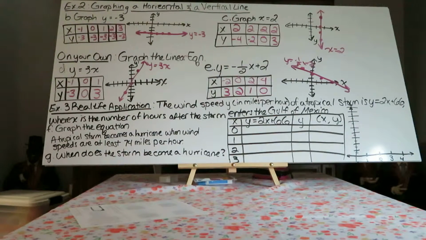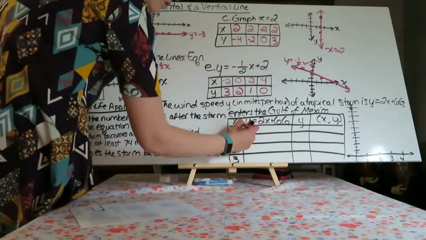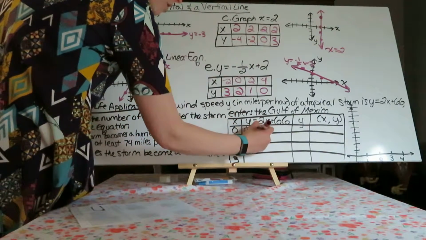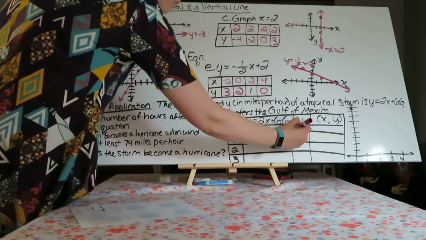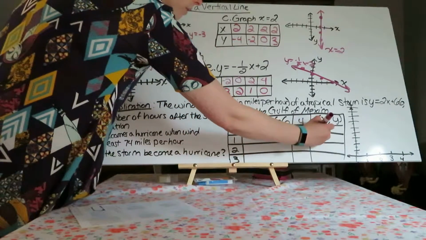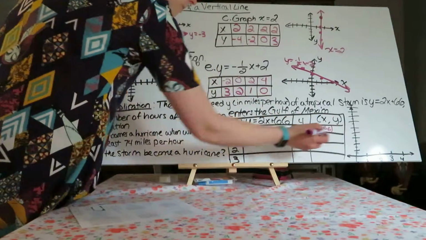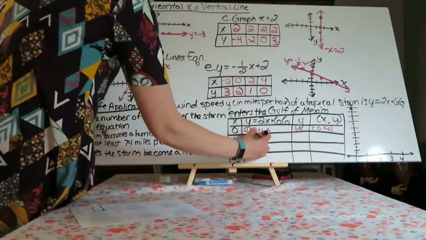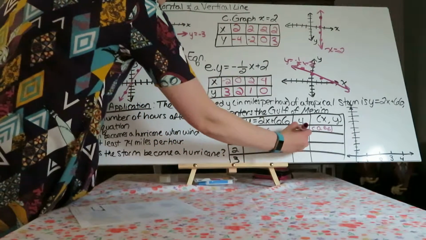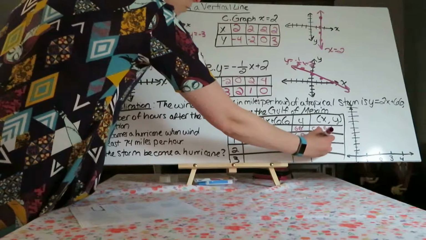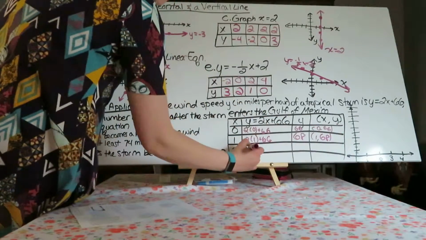So I chose the values 0 through 3. That way it's the beginning, where it has not occurred more than 0 hours, 1 hour, 2 hours, 3 hours. So I'm going to plug those in. 2 times 0 plus 66. Well, that's going to be 66, so our ordered pair there is 0, 66. Then 2 times 1 plus 66, that is 68. So that's 1, 68 for my ordered pair.